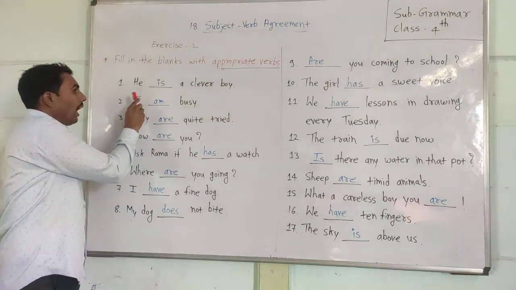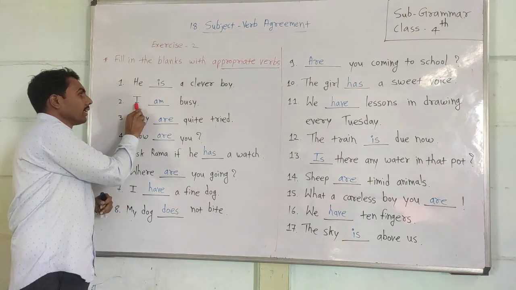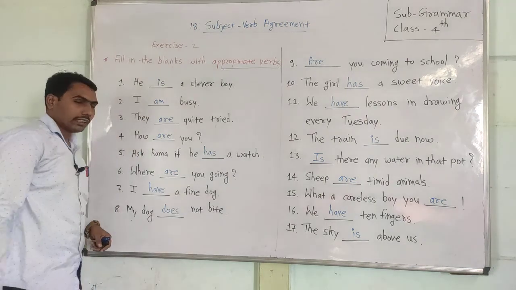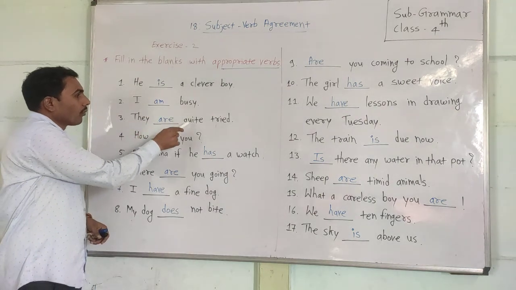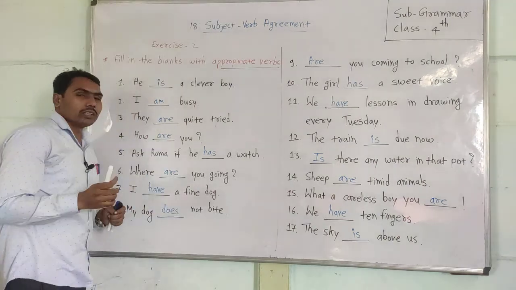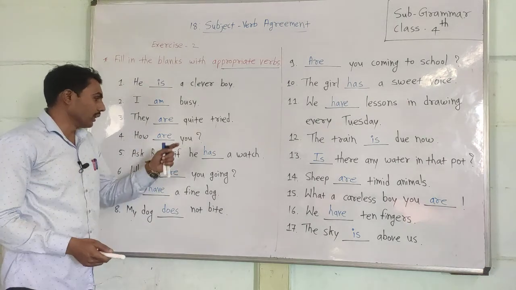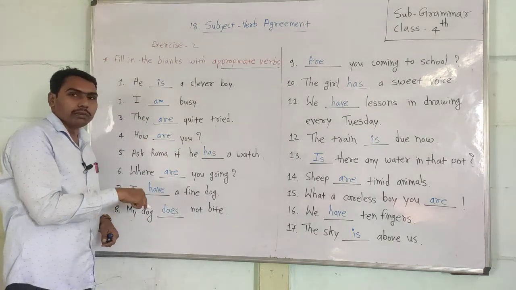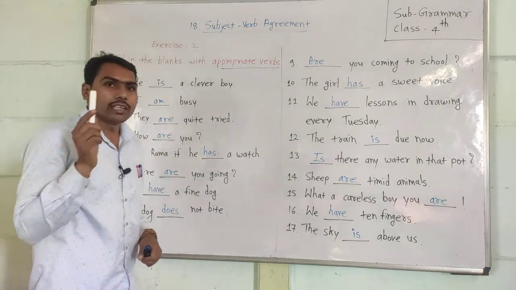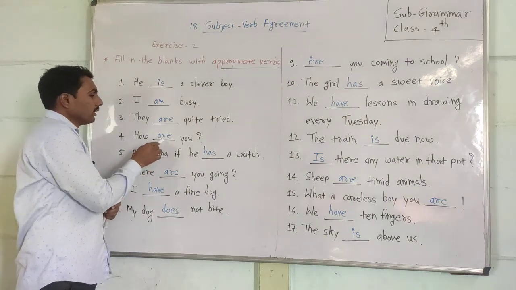Now next, I am busy. As per the subject, here we use the appropriate verb, that is am. Next, they are quite tired. Quite म्हणजे थोडेसे थकल्यासारखे. How are you? As per the sentence meaning, here we use the helping verb. You is also singular, also plural, though we take here are.